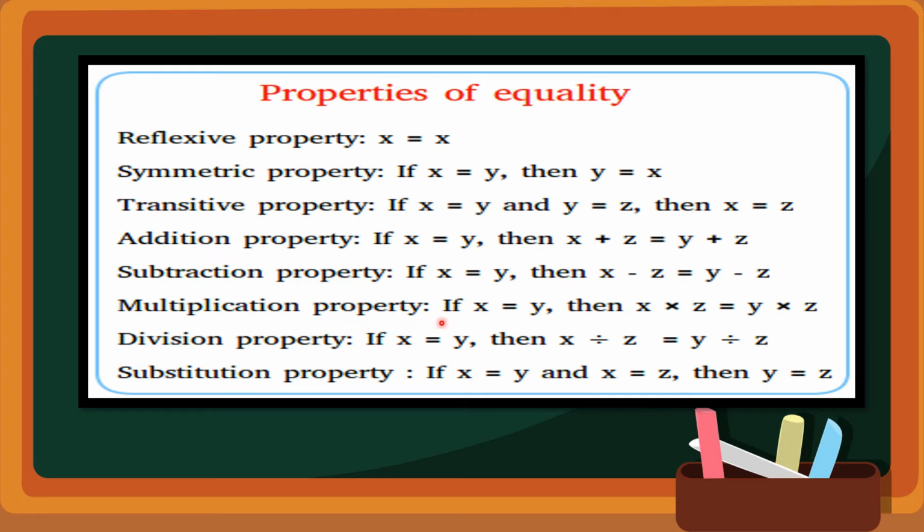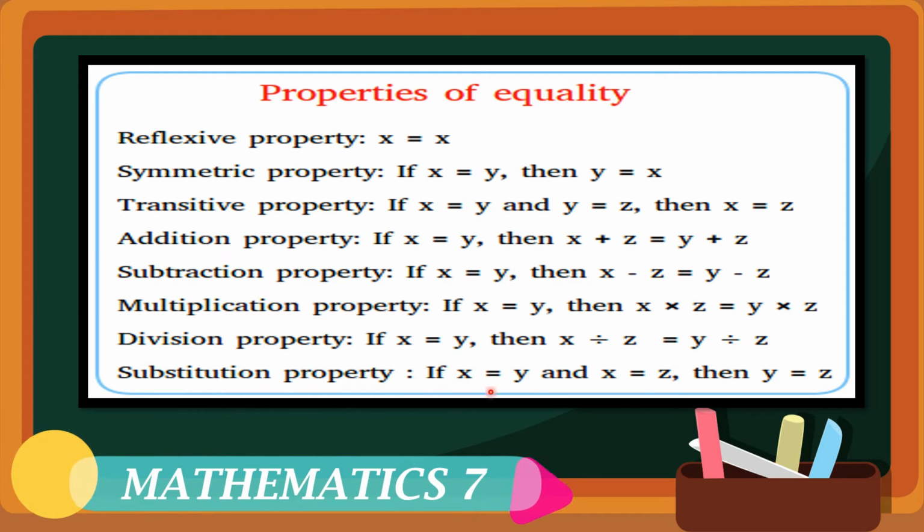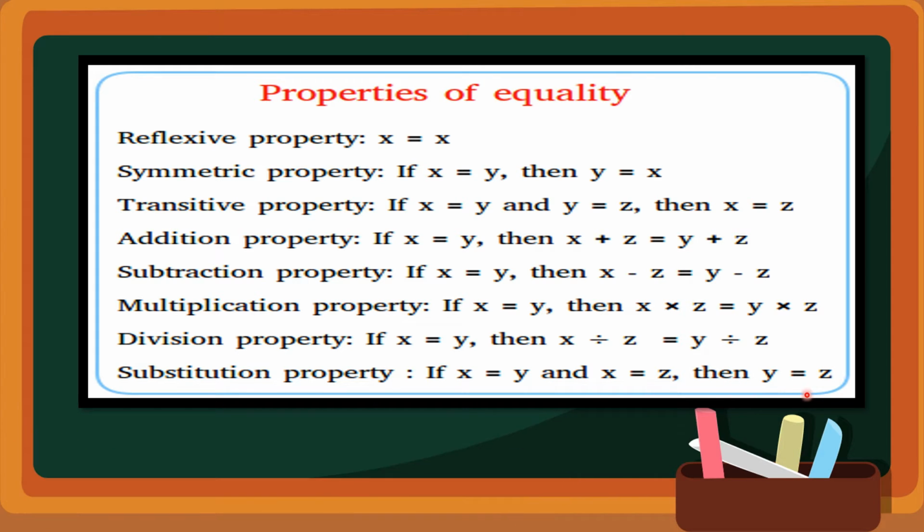Multiplication property. If x is equal to y, then x times z is equal to y times z. Division property. If x is equal to y, then x divided by z is equal to y divided by z. Substitution property. If x is equal to y and x is equal to z, then y is equal to z.